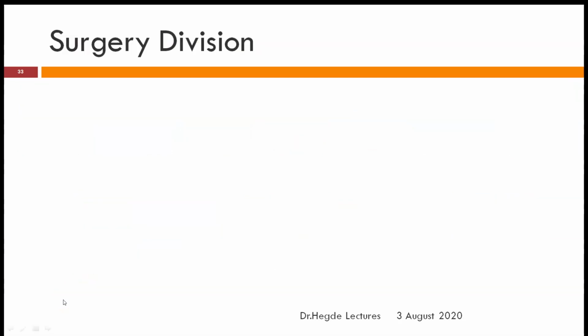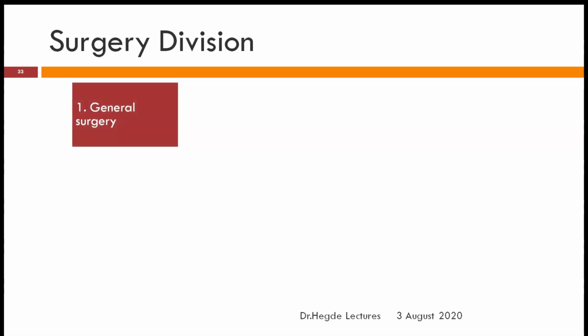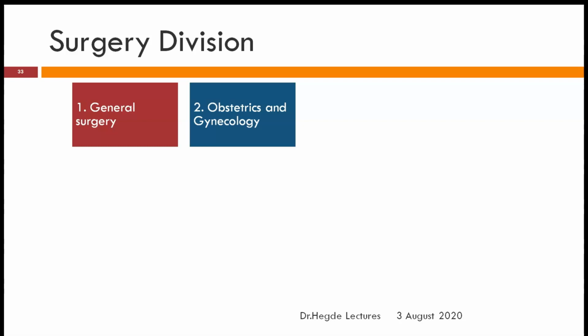Now coming to the surgery division. We have seen the divisions in medicine; now we will try to understand the various divisions in surgery. There is the general surgery division and there is obstetrics and gynecology. The general surgeons mainly deal with surgical operations like hernia, appendicitis or appendectomy, fistula, piles, and other kinds of operations.